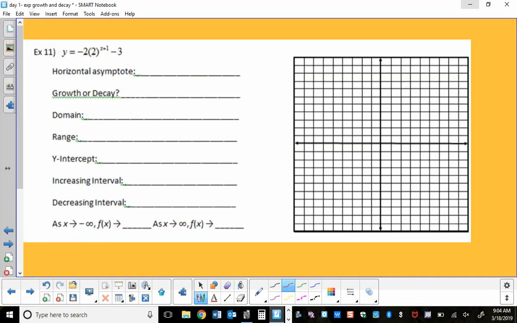So when you go to your table to get some points, you'll get -3, -3.5, -2, -4, -1, -5, 0, -7. Those are the points I got.